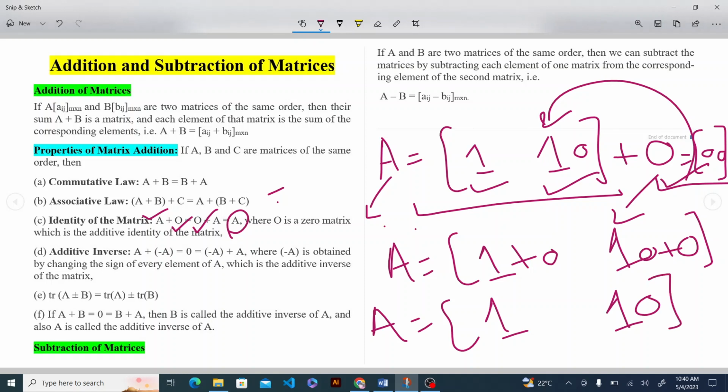Furthermore, the thing mentioned here is, if we add the zero matrix to A or A to the zero matrix, the answer would be the same, obviously, by the commutative law. And the other thing is, the answer will always be equal to the actual matrix A. Now the fourth property, additive inverse.